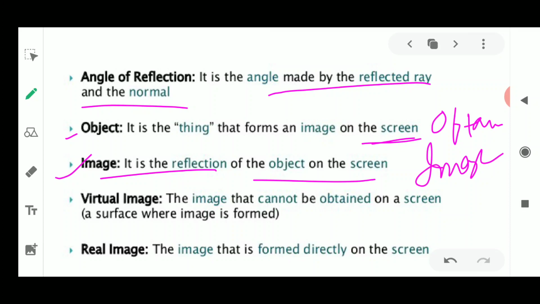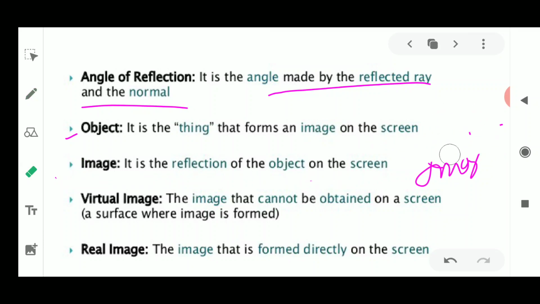Now images are of two types. The first one is the virtual image, and the second one is the real image. So what are these two types of images? First is the virtual image, which means this image cannot be obtained on a screen. Screen means the television screen, the mobile screen, or your laptop or desktop screen, where you are watching things and images are being formed. Photographs could be images. So a virtual image means any image which is not obtained on a screen.